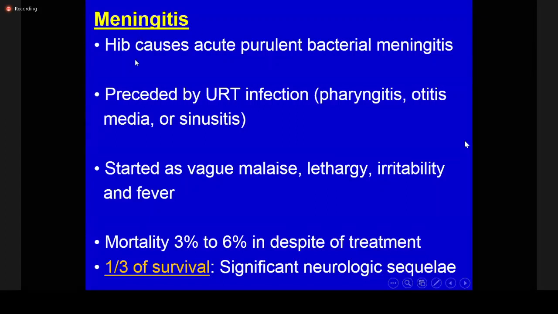Usually, the meningitis caused by Haemophilus influenzae is preceded by an upper respiratory tract infection, like pharyngitis, otitis media, sinusitis. So when the child has these infections from the local focus, Haemophilus influenzae type B could spread and reach the blood and cause meningitis. The patient will start to have vague malaise, lethargy, irritability with fever.